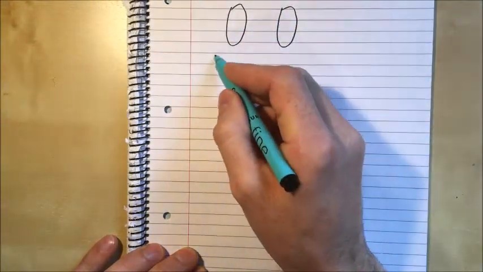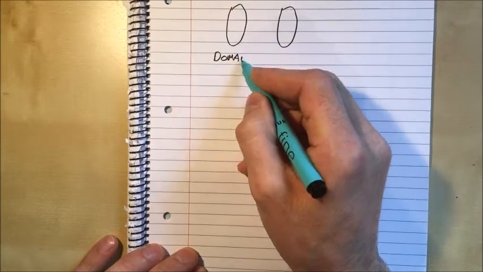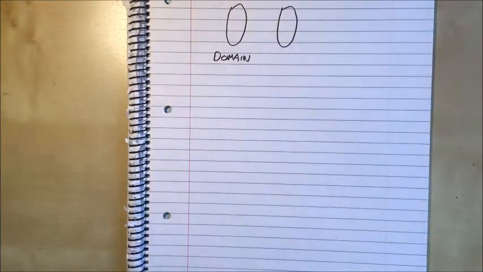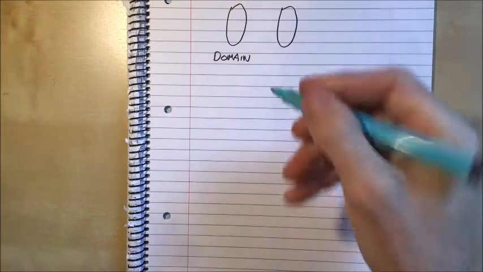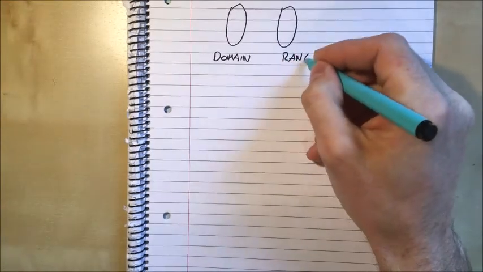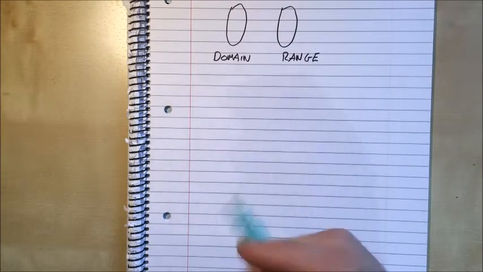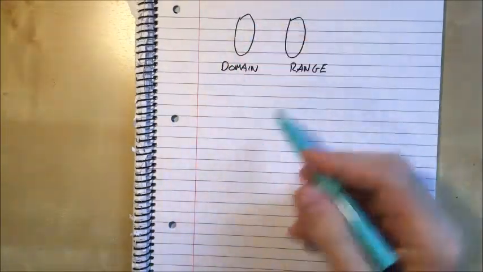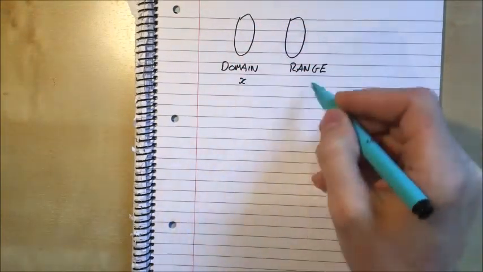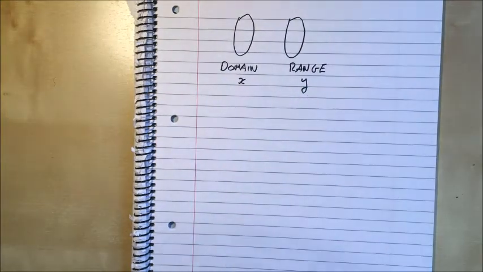Now, this set here is called the domain. Now, I've been avoiding the words domain, and this set over here is called a range. I've been avoiding the words domain and range for a little while, and here's why. The input set is called the domain, the output set is called the range. So domain is basically x values, range is basically y values.